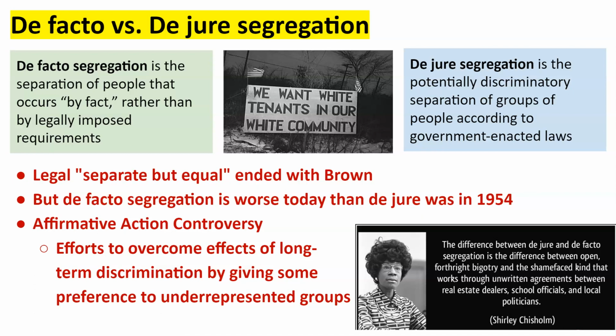And then we saw affirmative action, the idea of trying to level the playing field. You see the Shirley Chisholm quote down there. The difference between de jure and de facto segregation is the difference between open, forthright bigotry and the shamefaced kind that works through unwritten agreements between real estate dealers, school officials, and local politicians. And that's what I meant by the de facto.